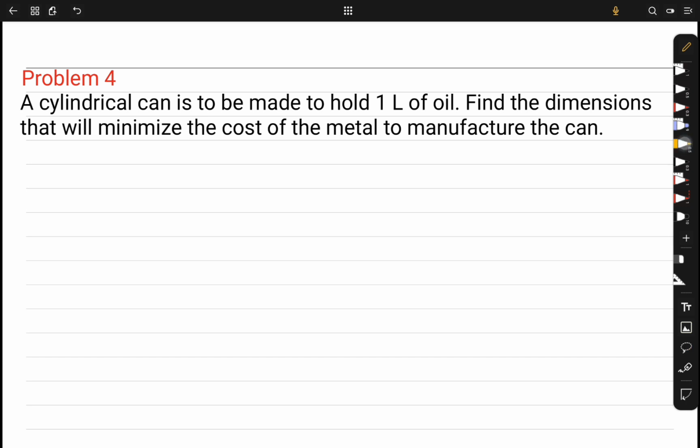So, for illustration, alam natin na ganito yung shape ng ating cylinder. And we need to find yung ating surface area, right? Surface area. So, alam natin yung surface area ng ating cylinder ay meron siyang formula na 2 pi r squared plus 2 pi RH.